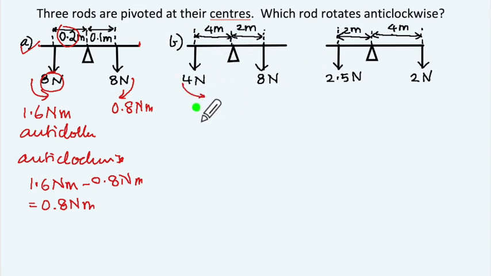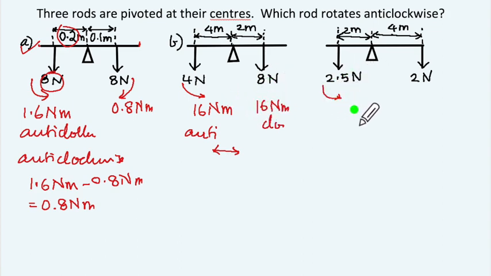This is going to be 4 into 4, which is 16 Newton meter, and that will be your anti-clockwise. And here it will be 8 into 2, which is 16 Newton meter, and that will be clockwise. So this is in equilibrium. This is going to be balanced because clockwise and anti-clockwise, they are equal.